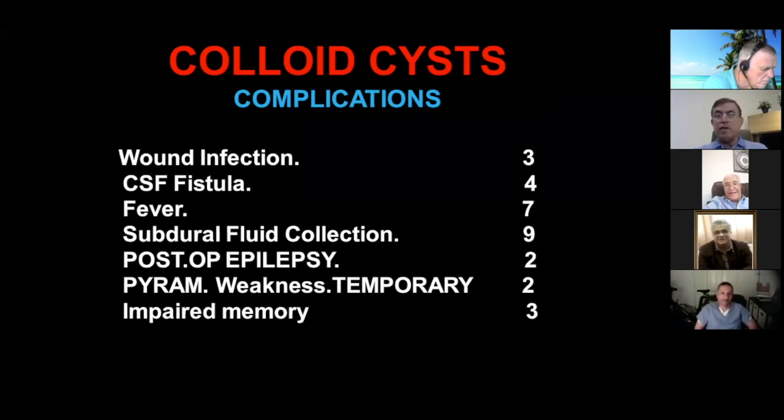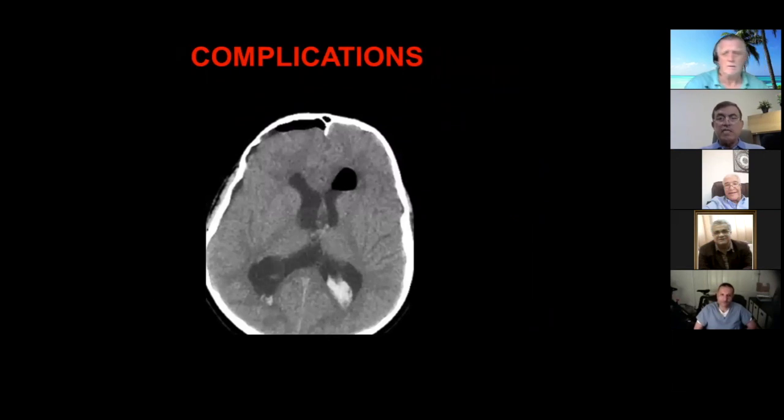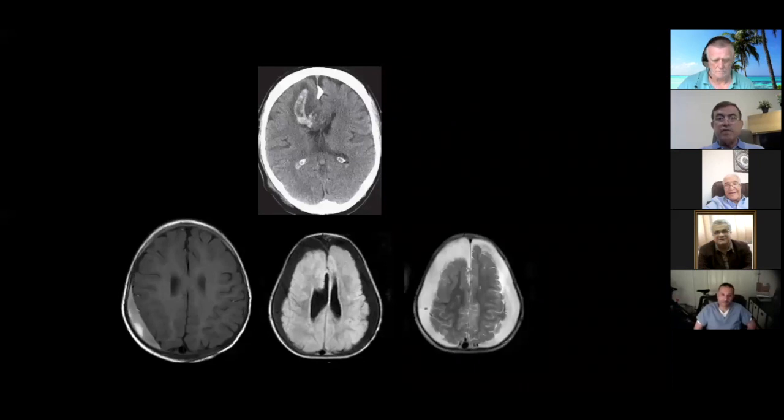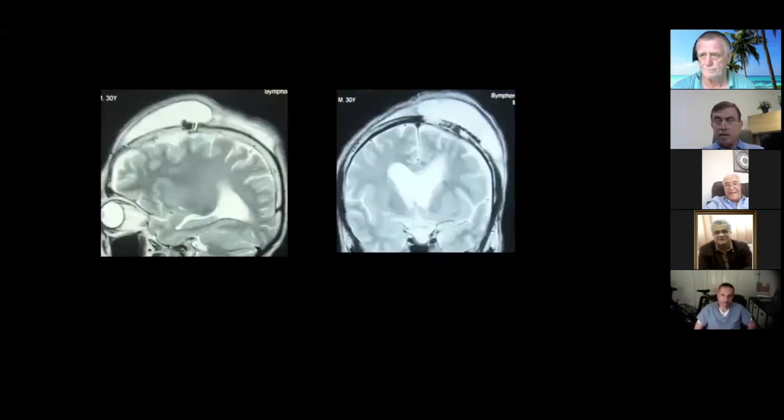Complications: we have all the complications that you can think of in this kind of surgery. Wound infections, CSF fistula, fever, subdural fluid collection, epilepsy, some pyramidal weakness which was temporary. Remember that the genu of the internal capsule is just 1 millimeter from the foramen of Monro. And impaired memory in 3, some hemorrhage in the occipital horn, some of the complications of the transcallosal approach, some venous complications, subdural hygroma, unilateral and bilateral, and subgaleal collection.